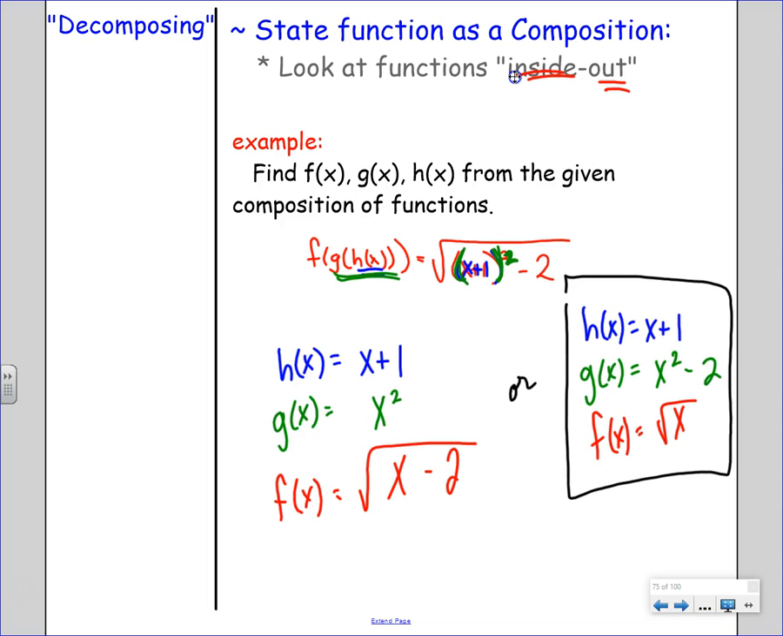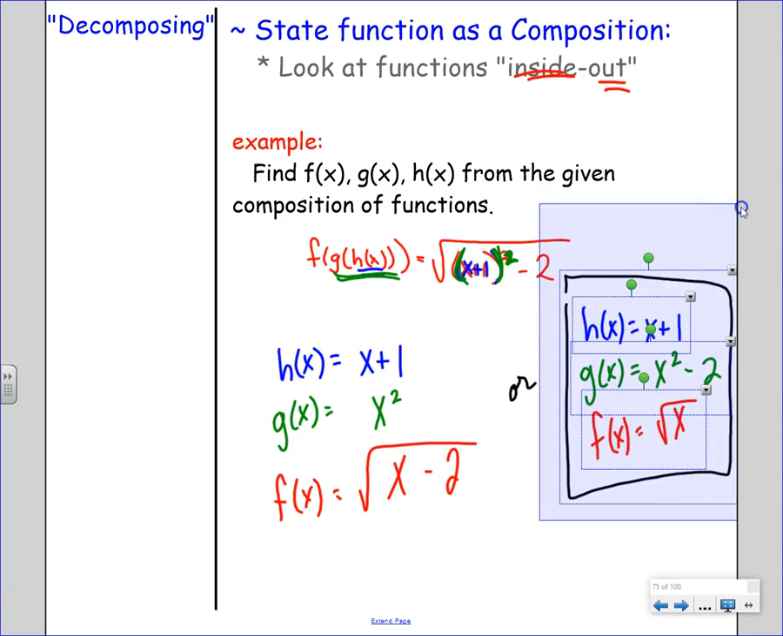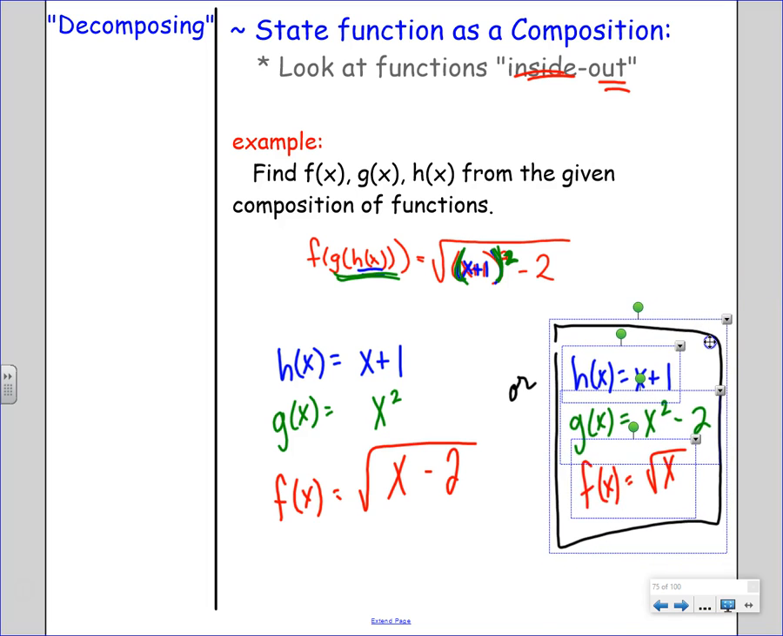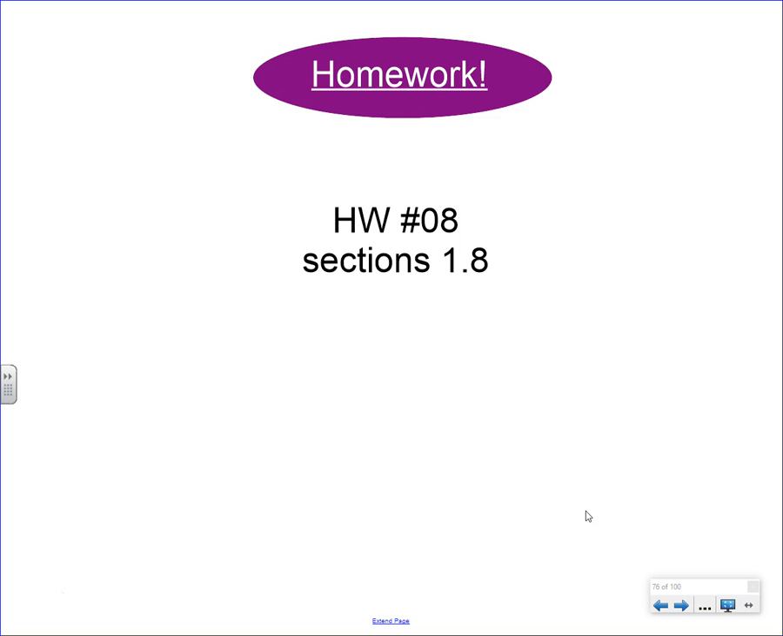Yes, I would totally mark both of them right. But if you are trying to think about preparing for the future, we would try to keep each of the pieces as separate as possible. In the sense of I have the x plus 1, then I have this function, then I have the square root. Okay, that's homework number 8, section 1.8.